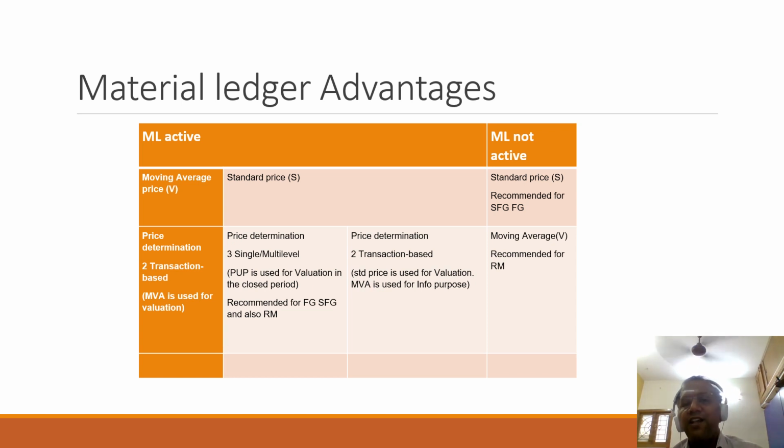Standard price is the valuation; for material, the moving average price is used for this price. It is recommended for finished goods, semi-finished goods and also raw material. That's why I said in the previous example that a child part can also be considered as a semi-finished product or raw material. Material ledger not active: standard price recommended for semi-finished product and finished goods, moving average price recommended for raw material.